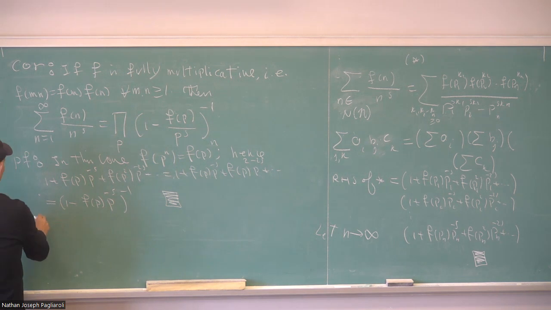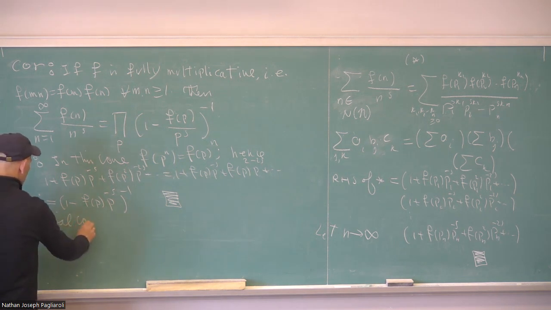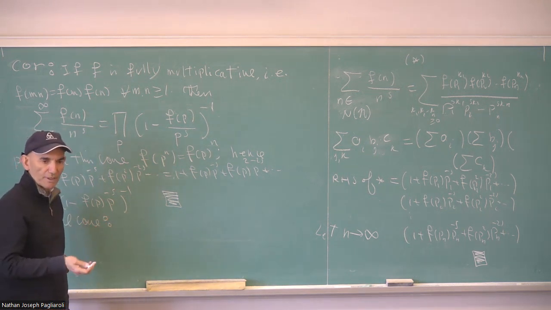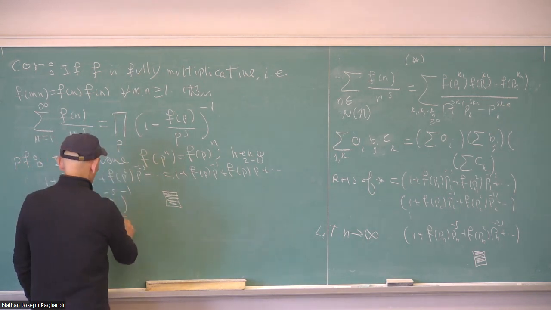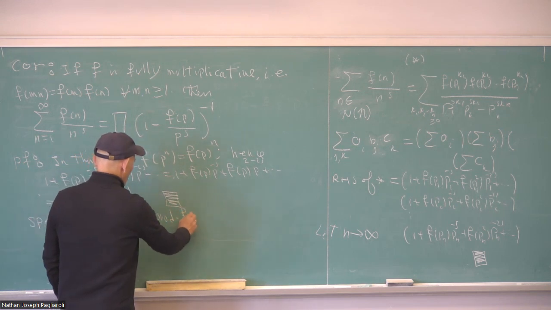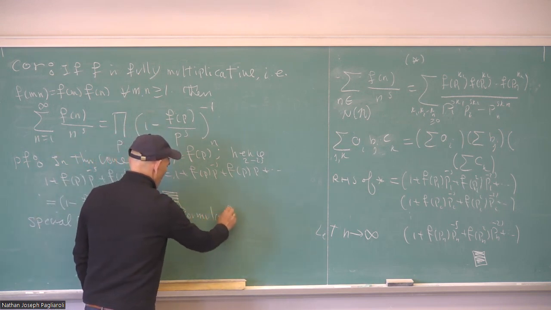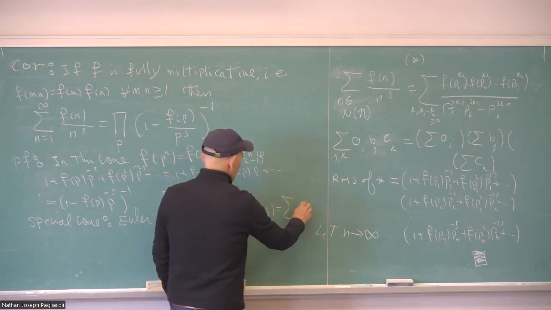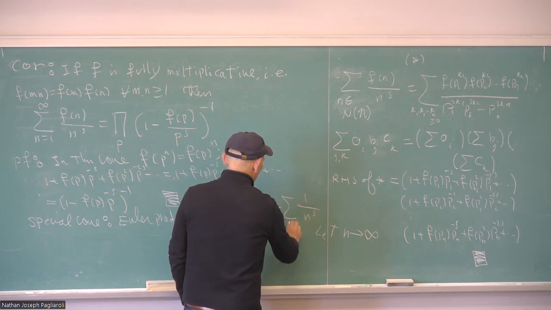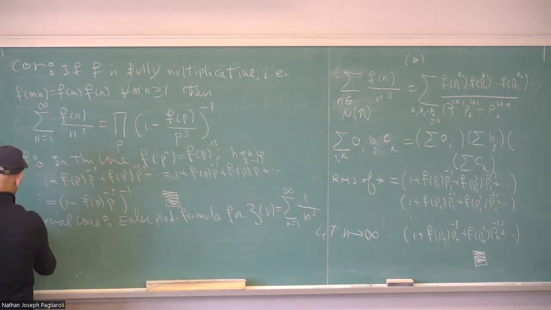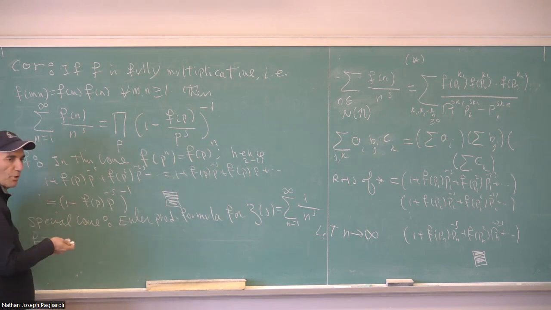Okay, a special case, of course. This is the original Euler product formula for zeta. Zeta of s is the sum of 1 over n^s again. In this case, f is 1. Of course, it's fully multiplicative.